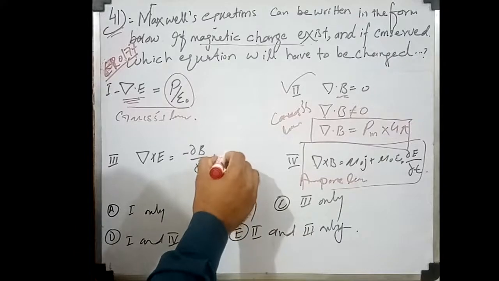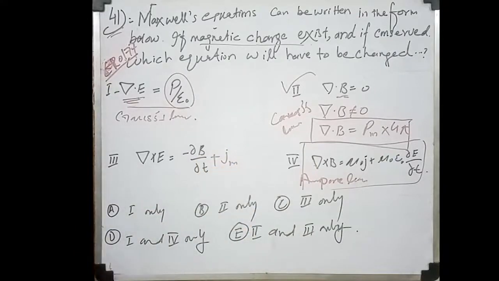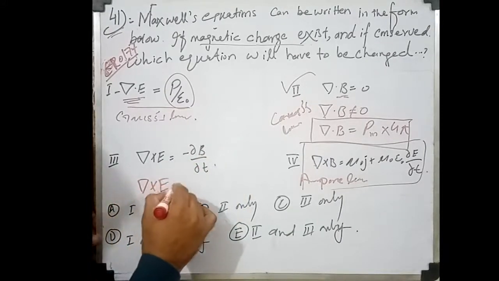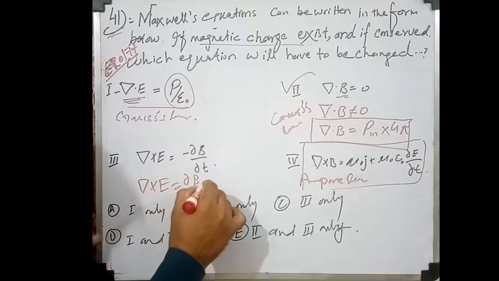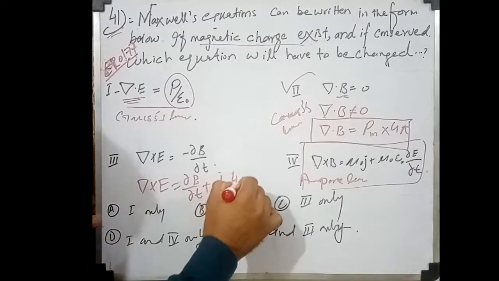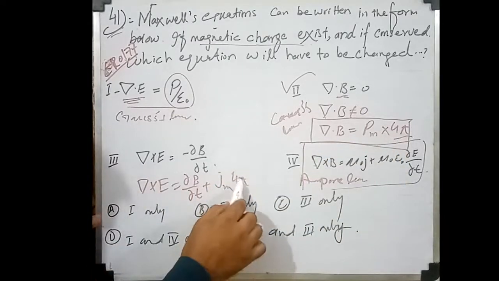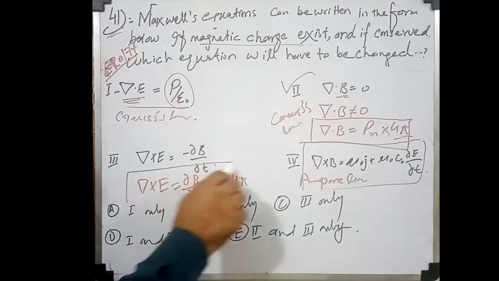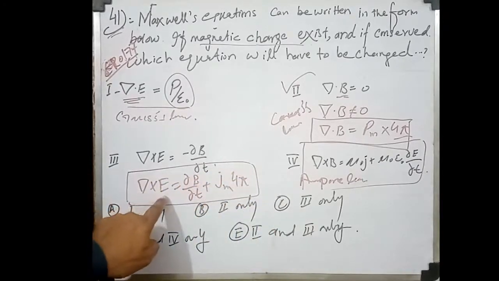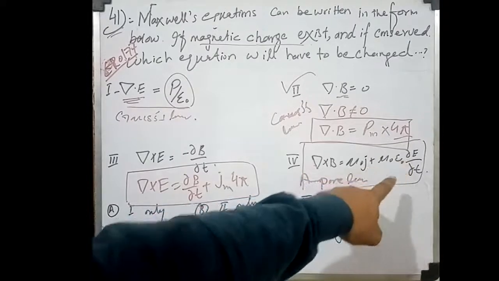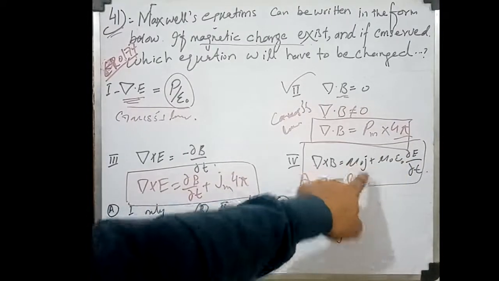So I assume that there should be Jm, where J stands for magnetic current density. The equation will be likely partial B partial t plus Jm. This is called magnetic current density, and I have taken 4 pi here, multiplied or divided by some constant term. We can symmetrically see these two equations: this is del cross E, this is del cross B, this is partial B by partial t, partial E by partial t, Jm into 4 pi, and this is mu naught J.